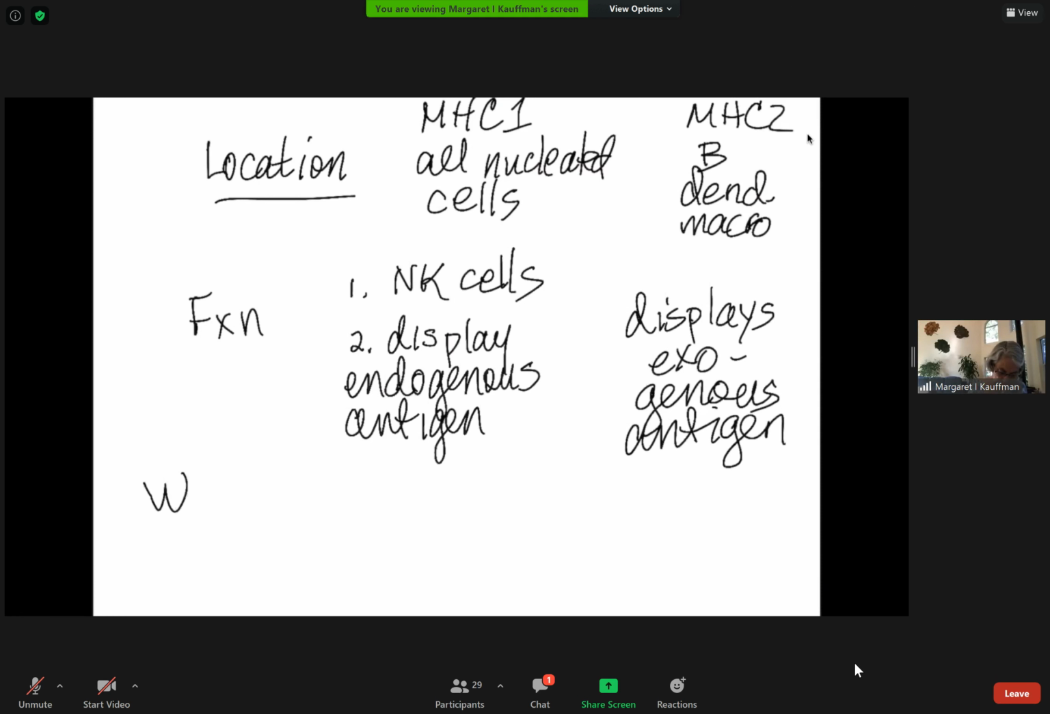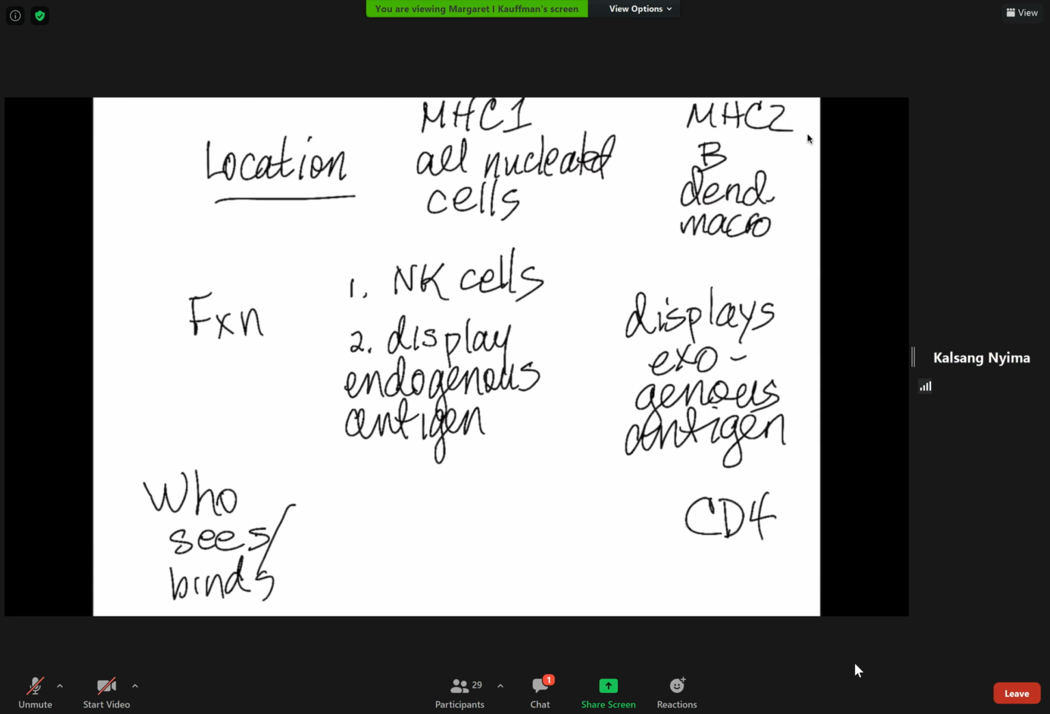And then who looks at it, who sees it, who sees, binds it. And you said CD4. CD4 is this guy, right? And this CD4 for MHC2, and then CD8 for MHC1. And the natural killer cells. Yes. Okay, great. All right. So that's what this asks about, the locations and the functions.